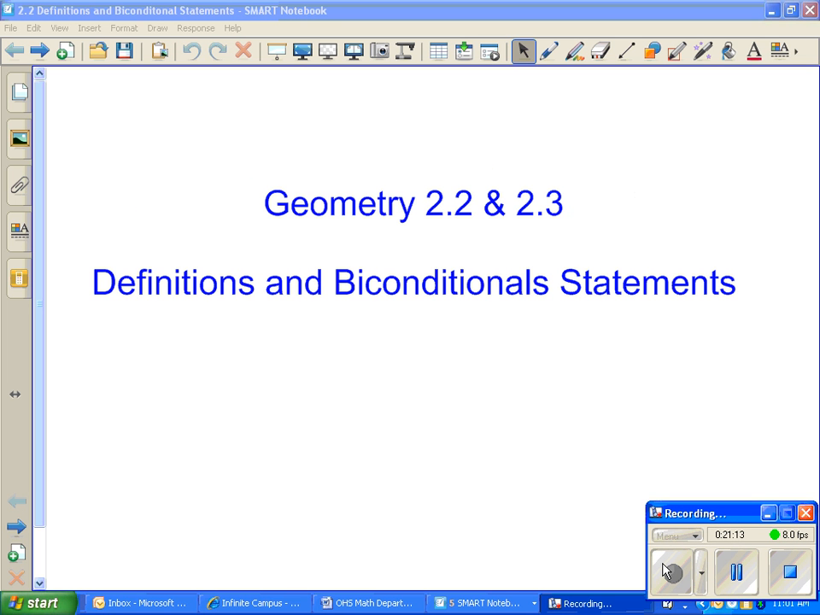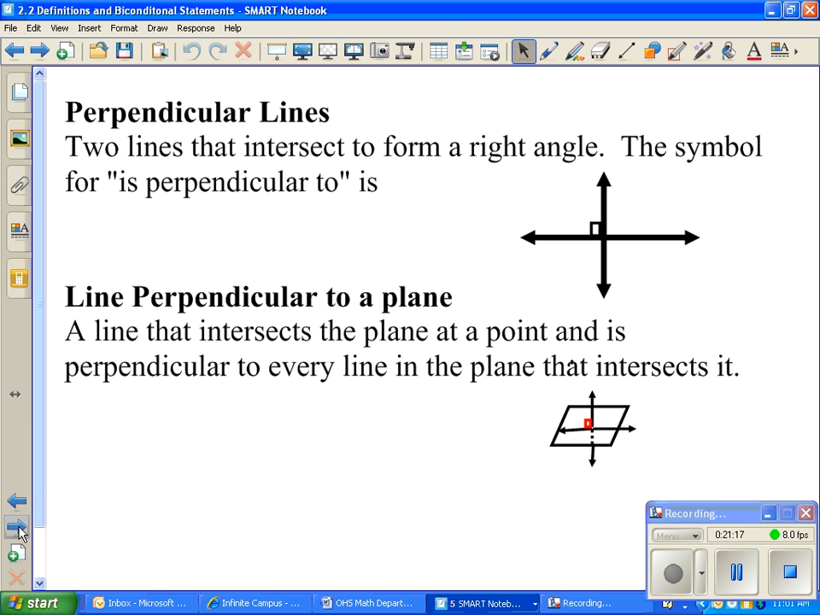Record it. It's 2.2, 2.3, just definitions and something called biconditional statements. All right, perpendicular lines. You need to know this information. You will be tested over that in the plan. Perpendicular lines are two lines that intersect. When they intersect, they create a 90-degree angle. So if you hear the word perpendicular, you know you have a 90-degree angle.